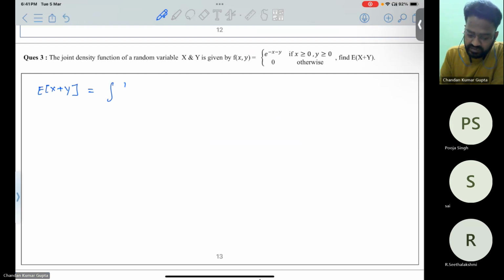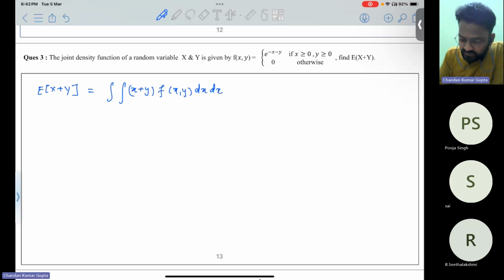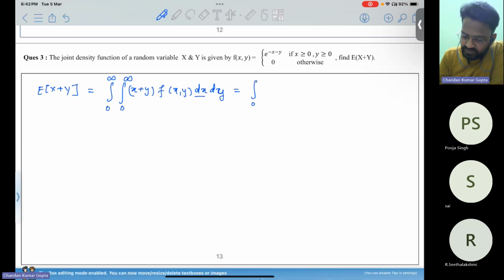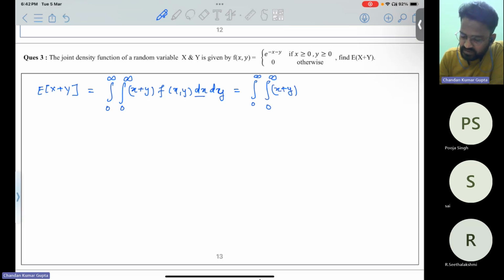That means it is the integral of x plus y times f(x,y) dx dy. If we take dx first, then the range of x is written first, which is 0 to infinity, and y has also the same range. So both have the same meaning here. That means 0 to infinity, 0 to infinity, x plus y, e to the power minus x minus y dx dy.